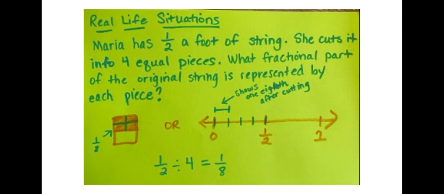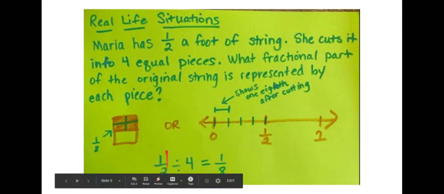Okay, so Maria has 1/2 of a foot to start with. So half is where I start. Remember, I keep saying what I start with. Here I'm starting with a 1/2. So then she cuts it into 4 equal pieces. So I'm dividing by 4.